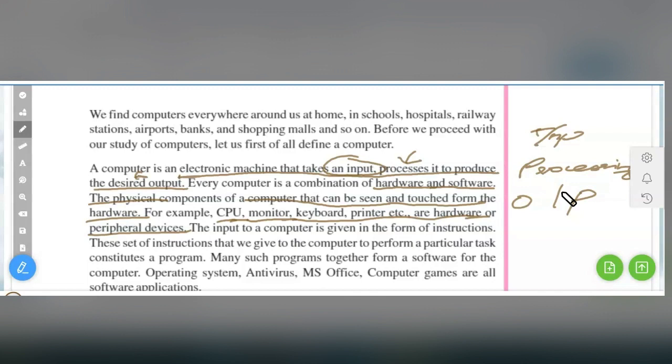The input to a computer is given in the form of instructions. When you give some information to the system, to the computer, it is given in the form of instructions.